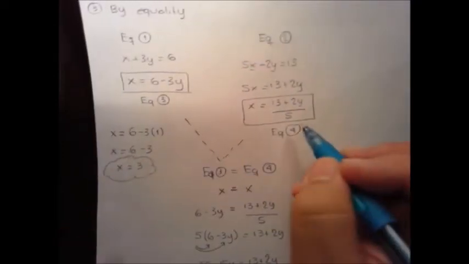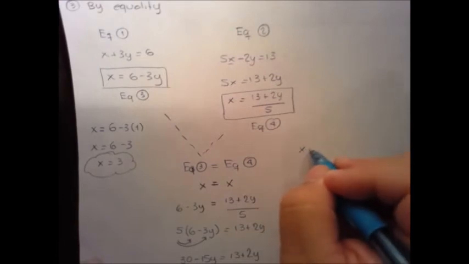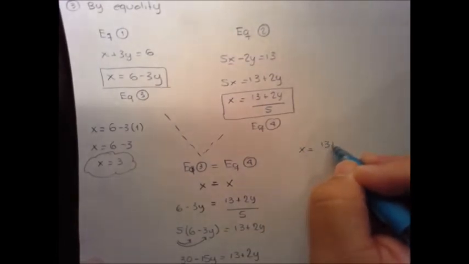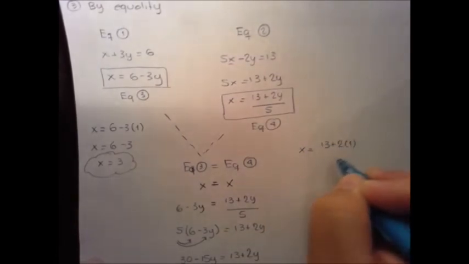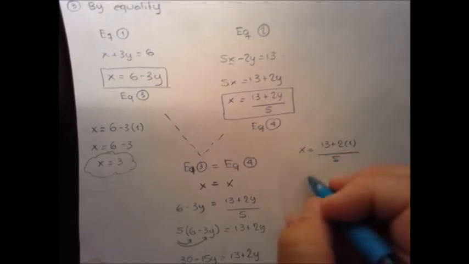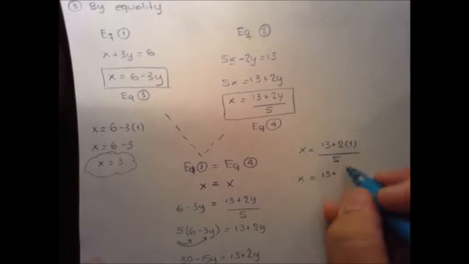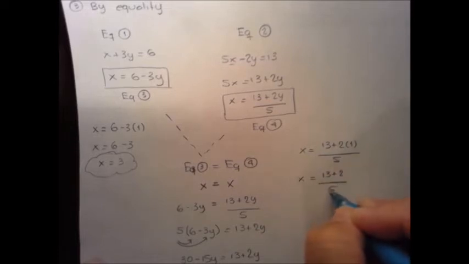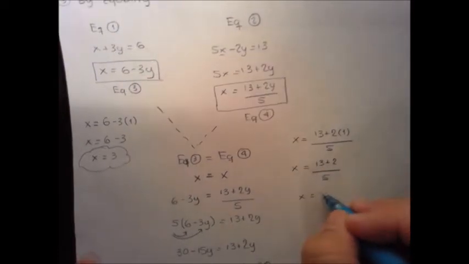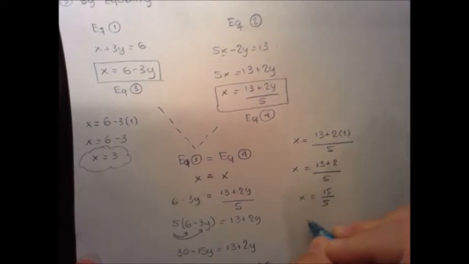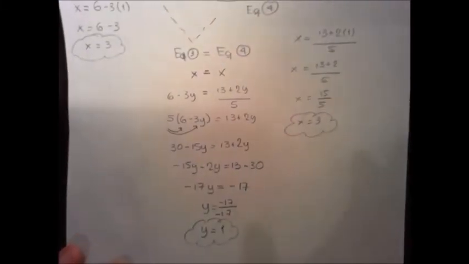Or maybe you want to choose this one. It's supposed that you should have exactly the same result as that one. Let's see if it is right or not. 13 plus 2 times 1 is 2, and 13 plus 2 is 15 over 5, and x is going to be 15 over 5, which is 3. As you can see, again, we got the same results.